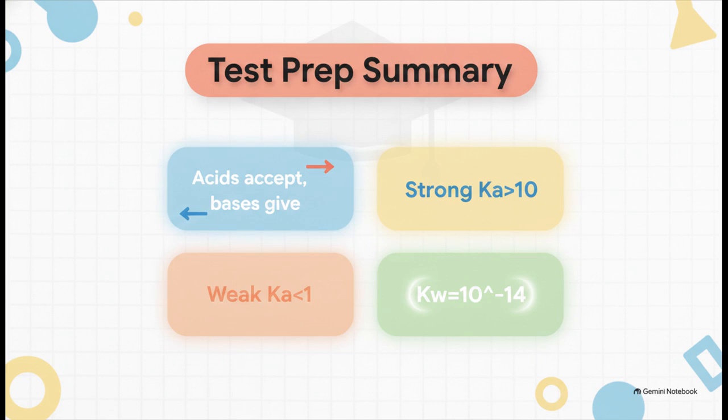We've reached the end of this targeted prep session. Let's recap the big hitters. Lewis acids are your electron-deficient acceptors, like BF3. Lewis bases are your electron-rich donors with extra lone pairs, like NH3 and H2O. Strong acids will completely dissociate in water, boasting a Ka greater than 10. Weak acids only partially dissociate with a Ka of less than 1. And finally, never forget the ionization of water. Kw equals 1 times 10 to the power of negative 14.